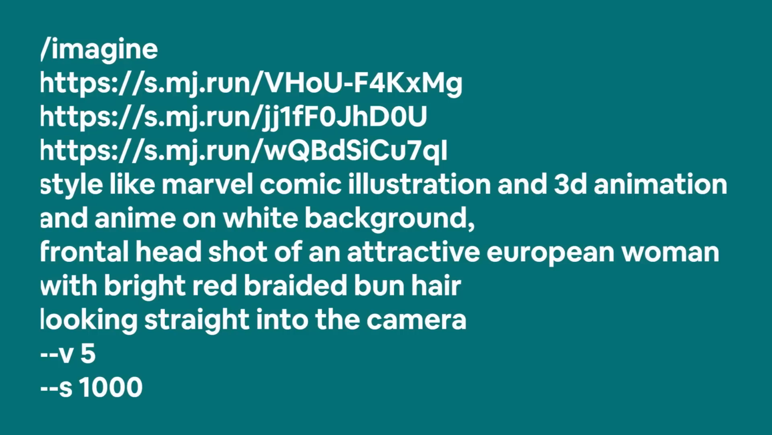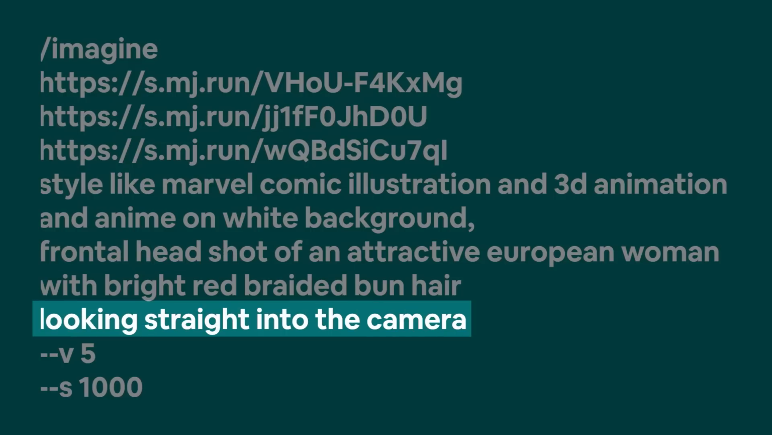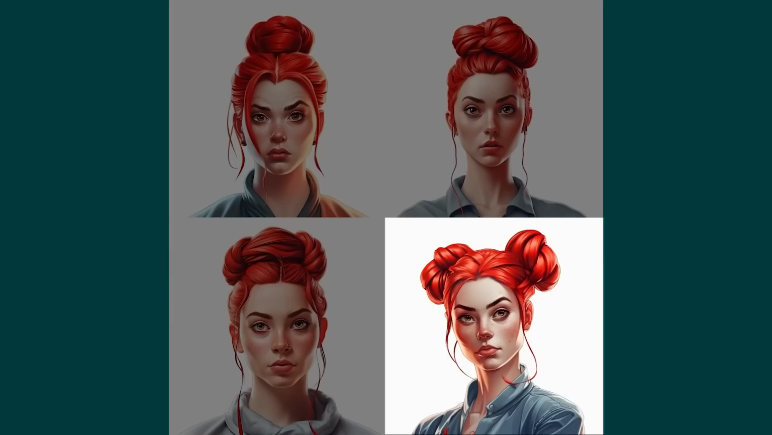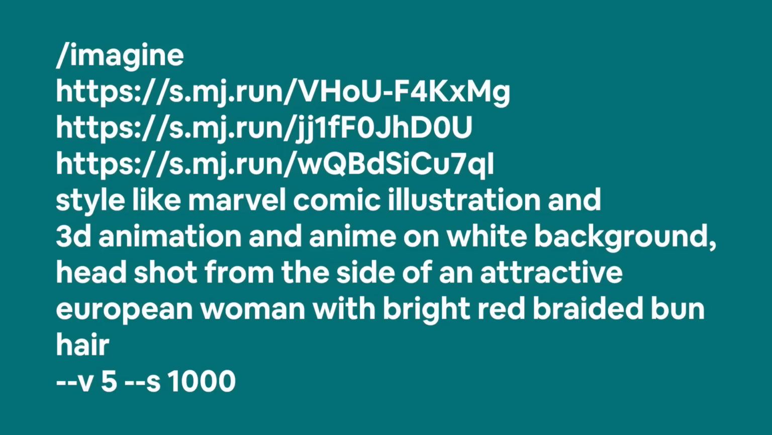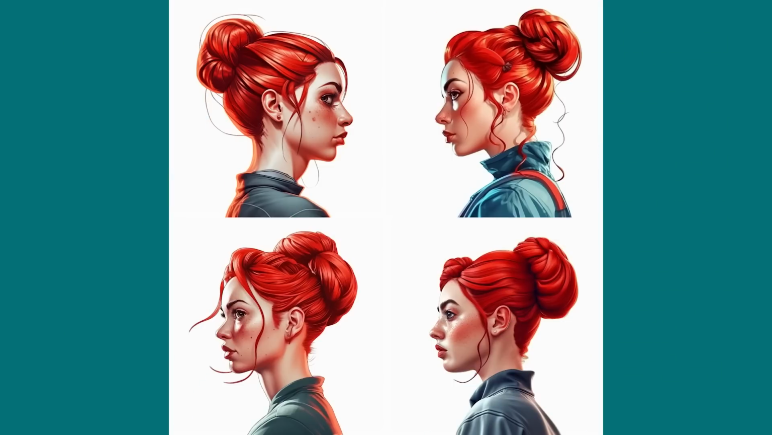Notice how I've specified that I want a frontal headshot and that Carla should be looking straight into the camera. This gives us this very coherent set of images. I'm going to keep the bottom right image because I really like that dual sort of braided bun style. Next, we'll change the prompt one more time. I've removed the earlier additions and only changed the shot to headshot from the side. Here's the new set of images.